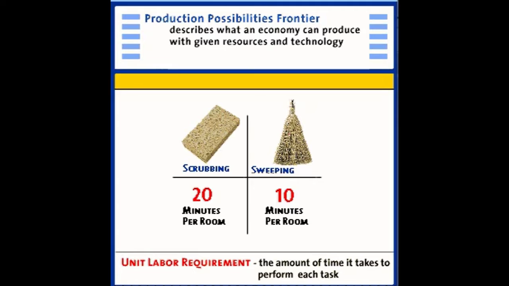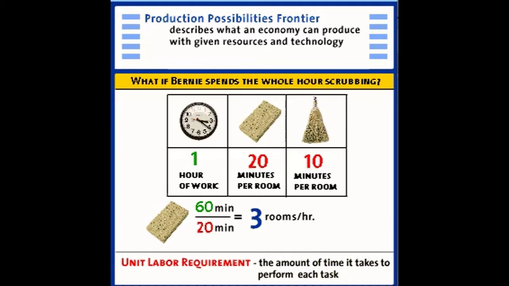Now let's suppose that Bernie is going to work for 1 hour. How much can Bernie accomplish? Well, if he devotes an hour to scrubbing, then we can find out how many rooms he scrubs by dividing 1 hour, or 60 minutes, by the time that it takes Bernie to scrub one room. So 60 minutes divided by 20 minutes is equal to 3 rooms scrubbed in 1 hour. If Bernie devotes 1 hour to sweeping, on the other hand, divide 60 minutes by 10 minutes per room swept, and you find that Bernie can sweep 6 rooms in 1 hour.